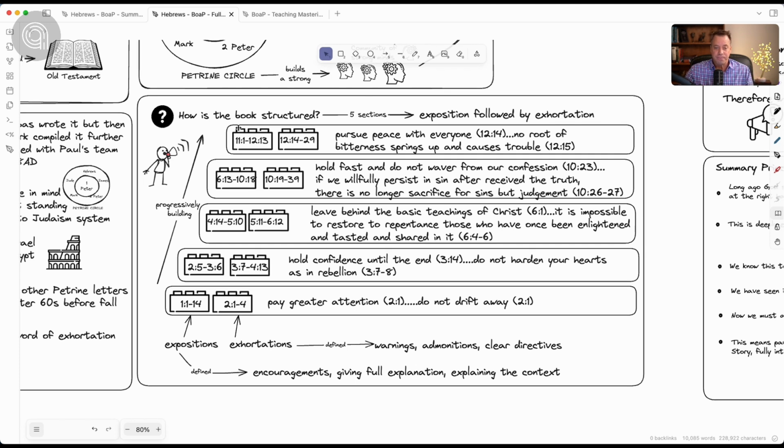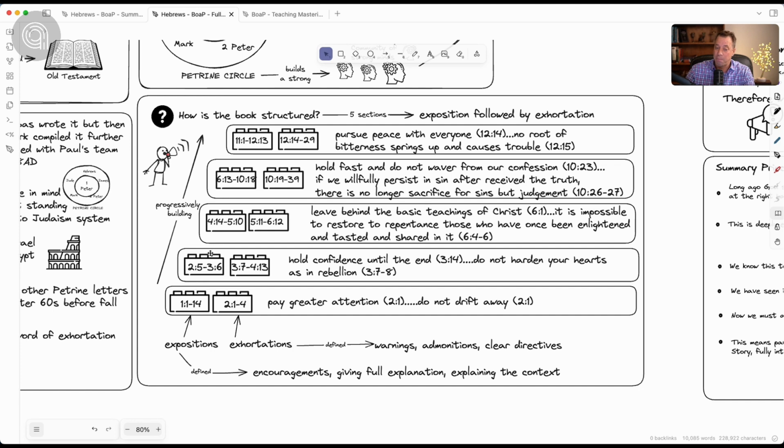How is the book structured? Very simply, it has 5 sections, 5 exhortations, because that's his purpose statement in 13:22-25. Bear with my word of exhortation. You can call these 5 exhortations. Every exhortation starts with an exposition. An exposition means an explanation, to give a fuller explanation, to give context to what he's going to tell them to do, an admonition or a clear directive. So first comes an exposition, then comes an exhortation, every single one.